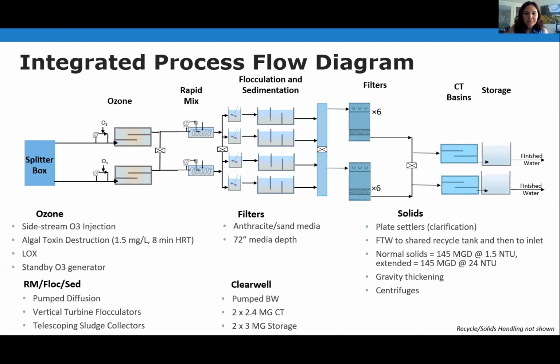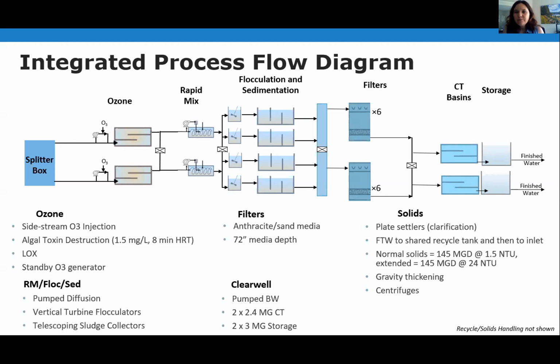The clear well, we're going to have a pumped backwash to support the filters. We're going to have 2 basins that are 2.4 million gallons for our CT, and then 2 storage basins that are 3 million gallons each. Our solids side, I don't have it shown on the figure, but in terms of our solids, we're going to have plate settlers for clarification.